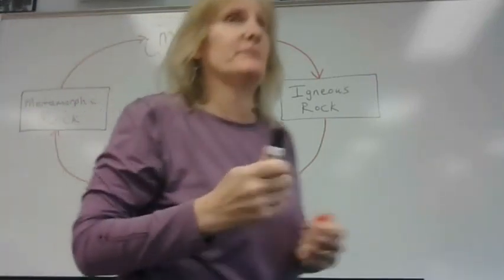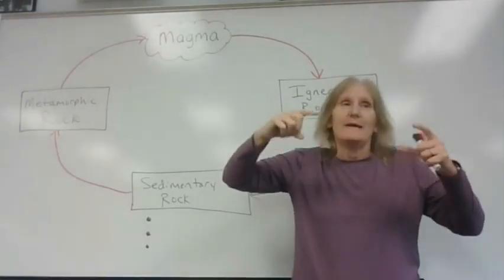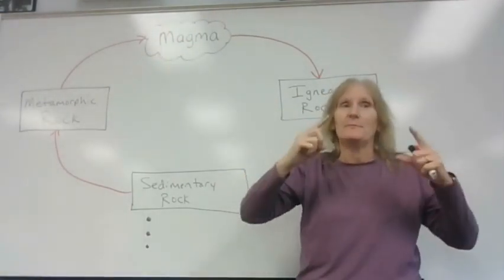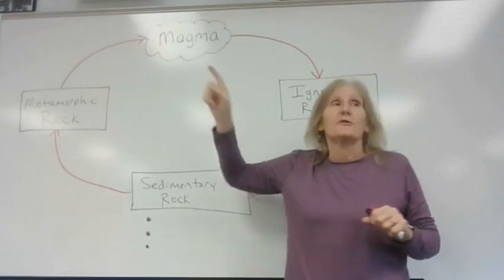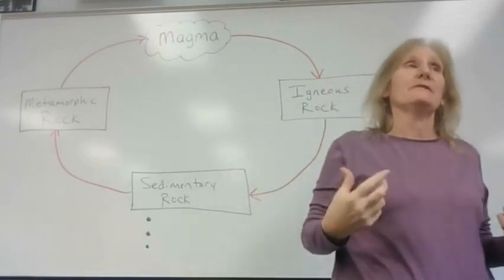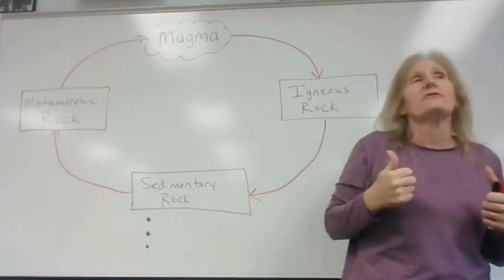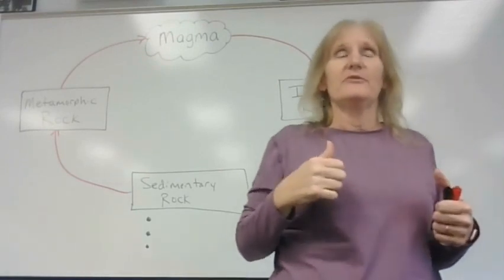Okay, so today what we're going to be doing is drawing the rock cycle. The rock cycle seems like it's a perfect circle, but it's not. We're going to start off with magma. Magma, of course, is a molten material deep down within the mantle of the earth. When it rises to the surface, it then becomes lava.